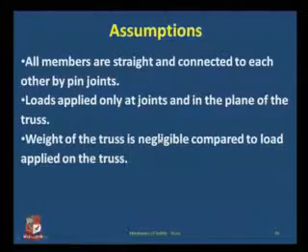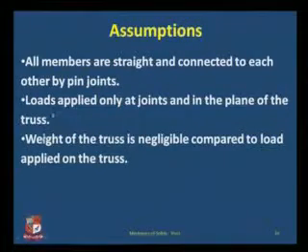Before we start on the method of joints, we have to know what the assumptions taken for a truss are. If you talk of a truss, we have basically three basic assumptions. All members are straight and connected to each other by pin joints. That is, you do not consider any of the members to be curved, and they remain straight even when the loading has been applied.